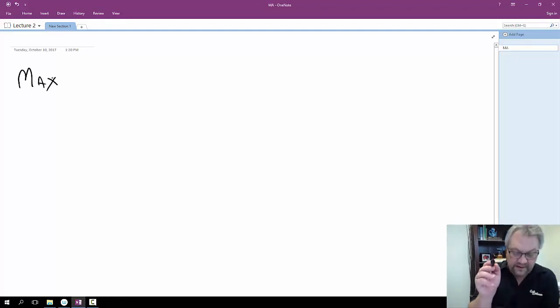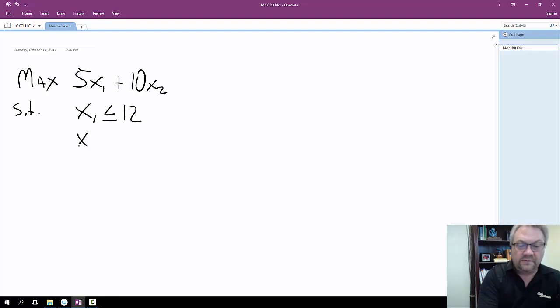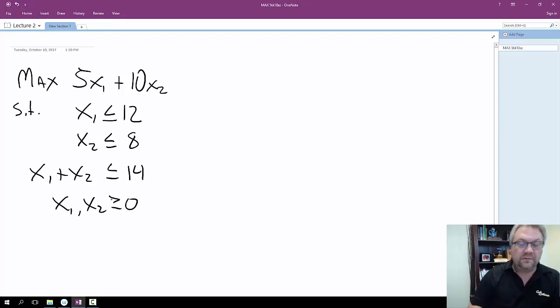I have the following function. I'm going to keep it simple. 5x1 plus 10x2, subject to the following constraints. So x1 has to be less than or equal to 12. x2 less than or equal to 8. And then x1 plus x2 has to be less than or equal to 14. And then, of course, I have my non-negativity constraints, x1, x2 greater than or equal to 0.